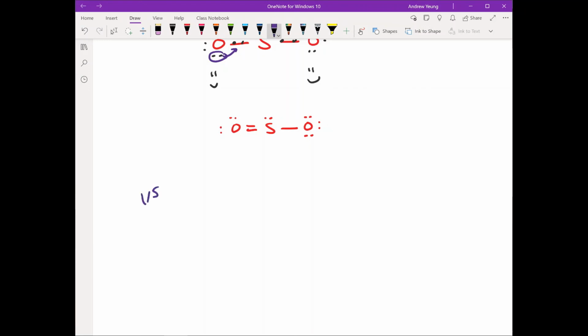So VSEPR only focuses on one center at a time. It focuses on how many places are negative around the middle. So sulfur here happens to have one, two. The double bond counts as one domain.